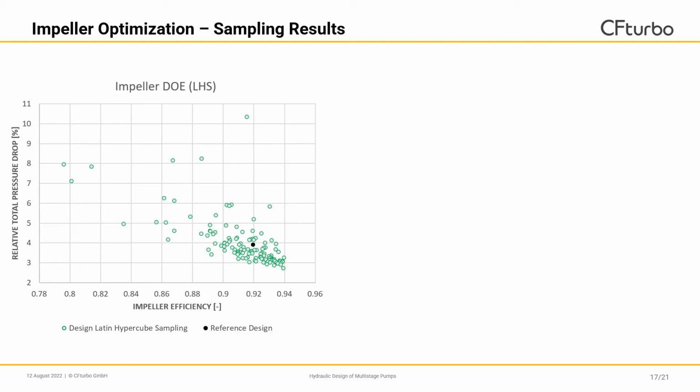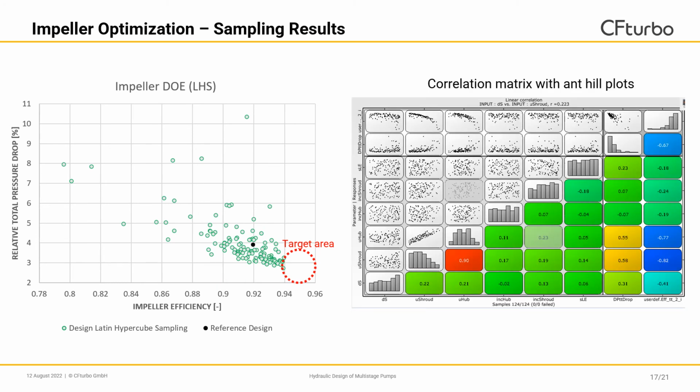You can imagine that we want to move into this target area by reducing our total pressure drop due to cavitation effects and increasing our impeller efficiency. After the sampling, we ran some statistical post-processing on these samples. We have plotted a correlation matrix with scatter plots, and from this we can get correlation coefficients for parameters with respect to responses, but also input-input correlations and output-output correlations.